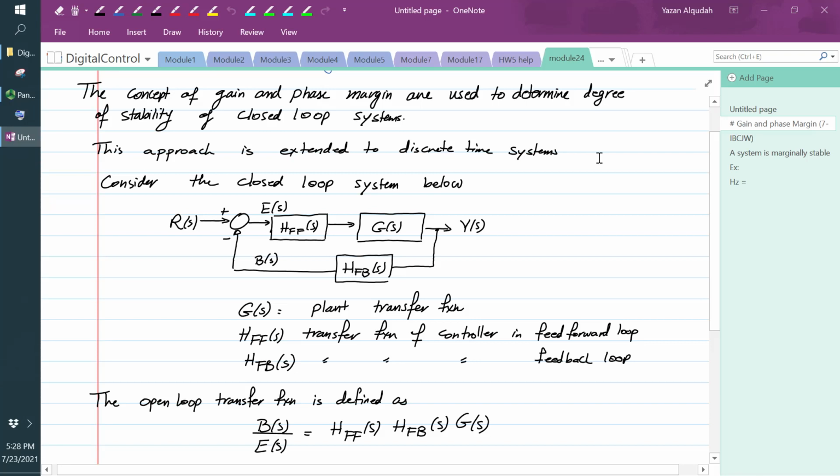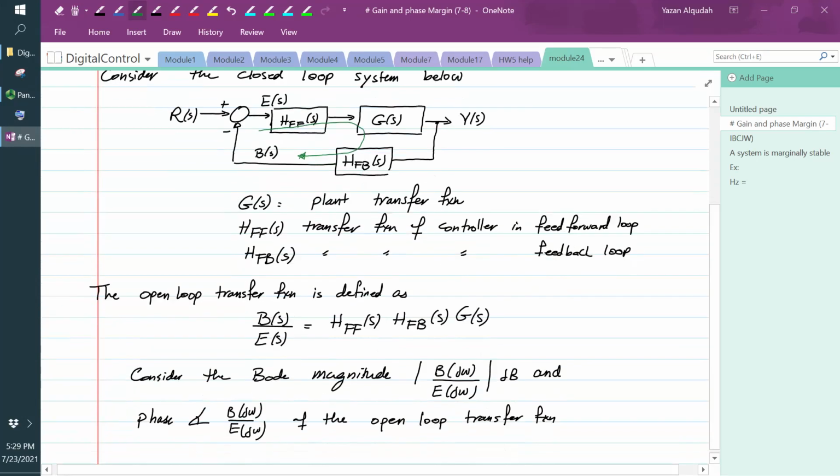Now again, similar to how we apply the phase and gain margin in continuous time systems, we can apply it to discrete time systems. So if we have a system where we have a feedforward loop gain, and we have a plant, and we have a feedback loop, the open loop transfer function is defined. If I open the loop here and look at the transfer function going all the way like this, then the open loop transfer function is HFF multiplied by HFB multiplied by G of S. We call this the open loop transfer function.